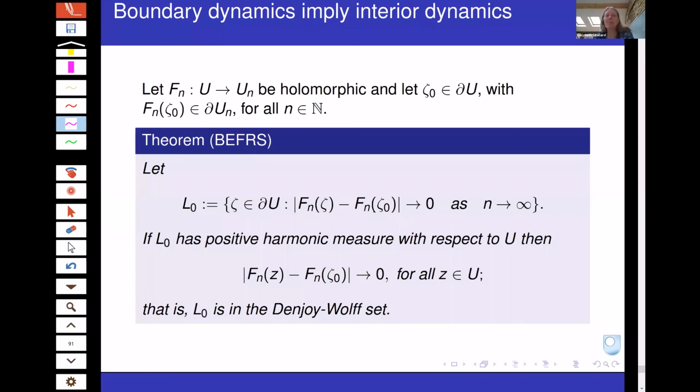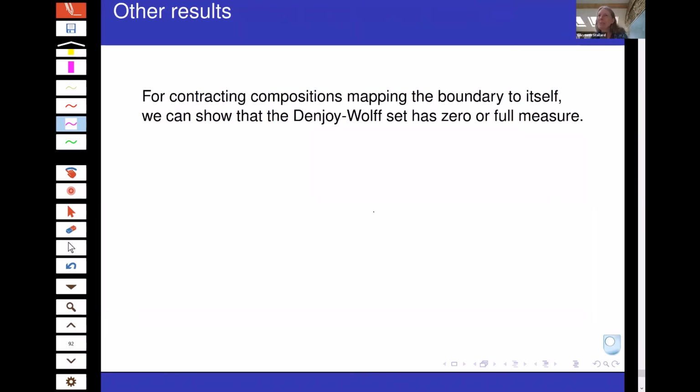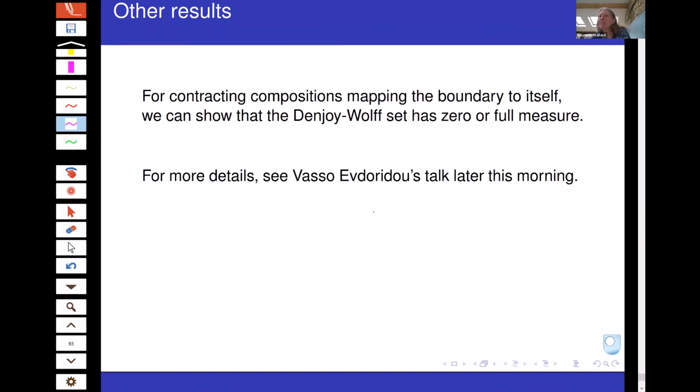And then the very last thing, which Fatou will talk about in her talk later. We talked earlier about contracting compositions, and for some types we could get stronger results. One thing which we can show is that if you have contracting compositions mapping the boundary to itself, which is obviously the case for wandering domains, then this Denjoy-Wolff set has either zero or full measure. I won't talk about that. I'll leave that to Fatou, who's there with you, and she'll talk about it later.